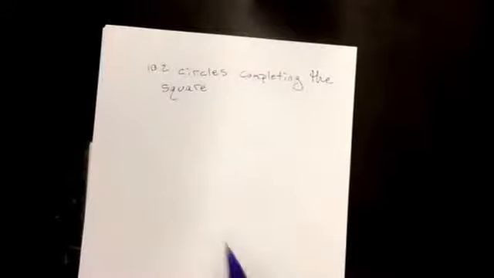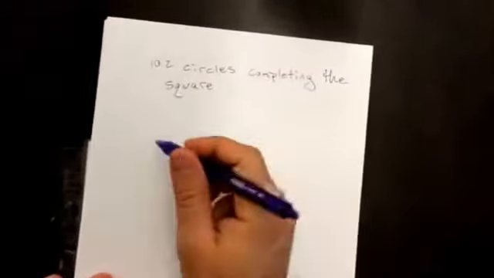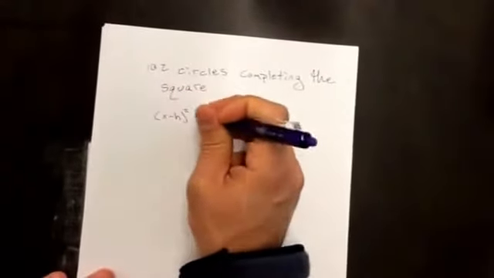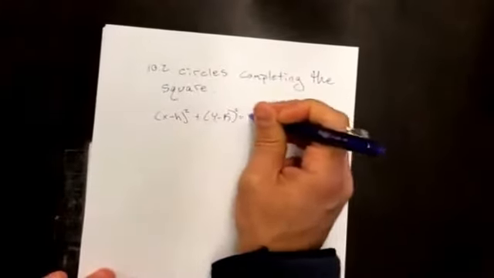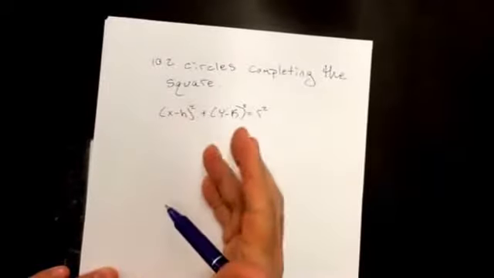Okay, now we're gonna do circles where you have to complete the square, which means that it's not in the right form where we started out. It's not in (x minus h) squared plus (y minus k) squared equals r squared. It's not in this form. So we have to go through the process of getting it into this form.